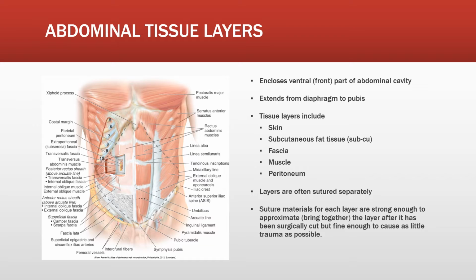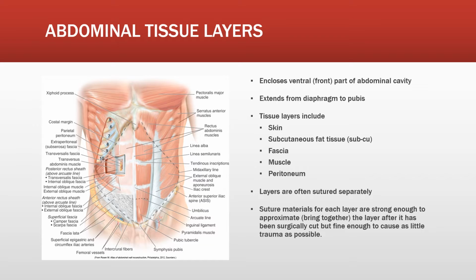Okay, and I just want to talk briefly about each of these. The skin and subcu are contiguous, which means they share a border or they touch. The muscles are going to cross each other and attach at different levels of the fascia. Muscles and fascia protect the abdominal viscera.